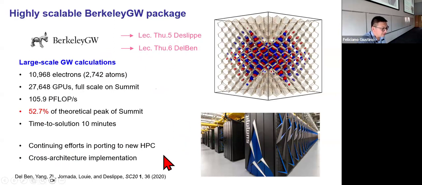This was a calculation done 4 years ago. It's a GW calculation on a defective silicon. It contains over 2,700 atoms, and the calculation was run fully on the Summit machine, which by then was the fastest supercomputer in the world. The calculation reached over 53% of the peak performance, which is truly efficient, and the whole calculation finished in 10 minutes. So this really gives us the opportunity to scale up the calculations, not only for GW, but also for GWPT.